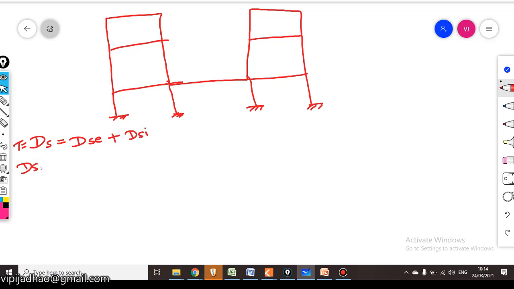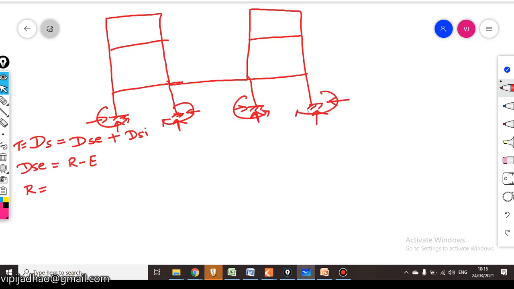First we'll calculate dse, that is degree of external static indeterminacy. We know this is equal to R minus E, where R is the total number of unknown reactions. We have a total of 3 unknown reactions at each support here. We'll be having 3 unknown reactions here, 3 here, 3 here, and 3 here. Therefore, total R is equal to 4 into 3, which is equal to 12, whereas equations of equilibrium available are only 3.